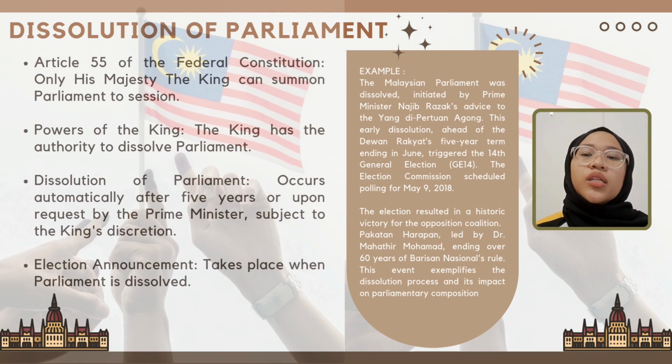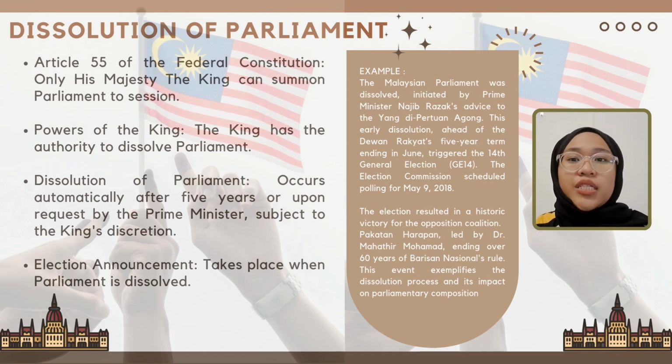In total, there will be 222 parliamentary seats up for grabs for GE15, as well as 42 state seats in Pahang, 50 state seats in Perlis, 59 state seats in Perak, and 1 state seat in Sabah. Typically, state and parliamentary elections are held at the same time in Malaysia.